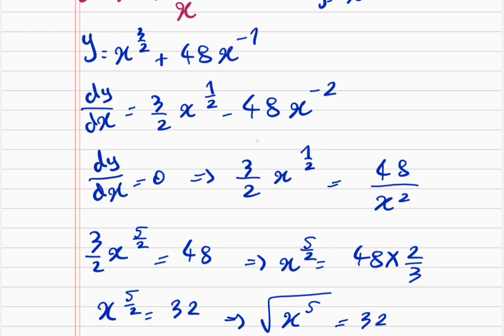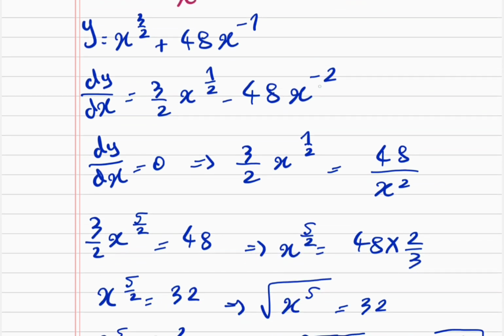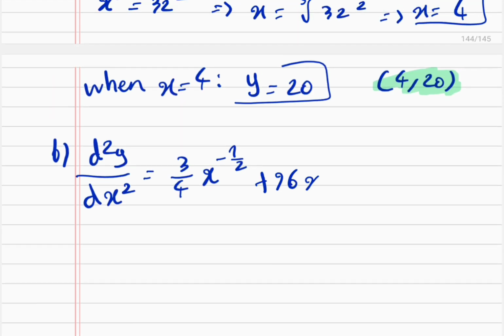We can differentiate this expression here. We first have half times 3 over 2, which is 3 over 4, x to the power of minus a half. Then we times minus 2 by minus 48, and that's equal to 96. And this minus 2 will become minus 3 when differentiated. So we have 96x to the power of minus 3. So this is the second derivative.